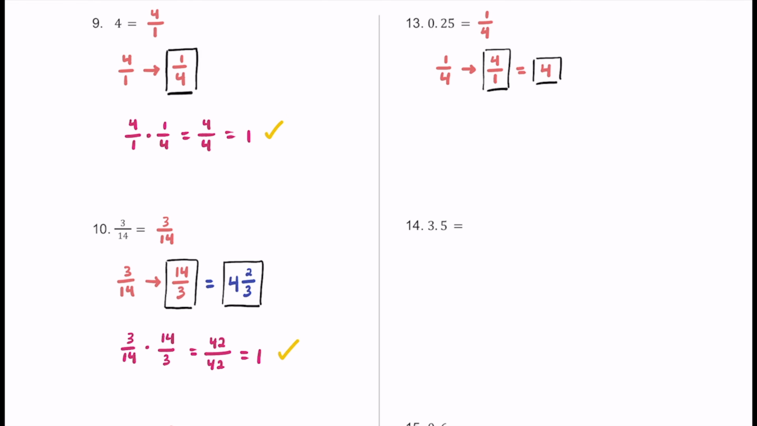Because if you want to show that these are reciprocals, you would take the original of 1/4, you would use the improper version of 4 over 1, because it's easier to use to multiply.